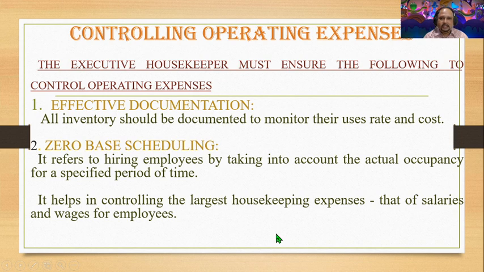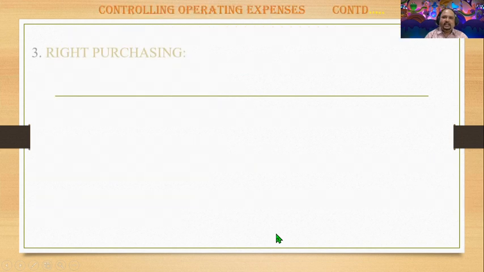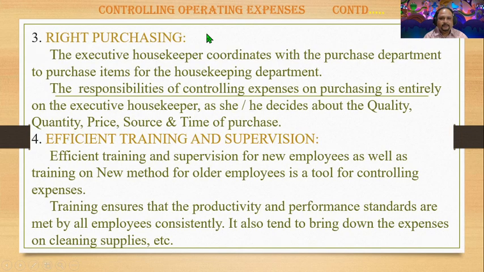Now let us proceed to the next slide and let us see another point, that is the third point. And the third point says right purchasing. This is again one of the very important components that a housekeeper, a good manager of any organization, must know. The executive housekeeper coordinates with the purchase department to purchase items for the housekeeping department.